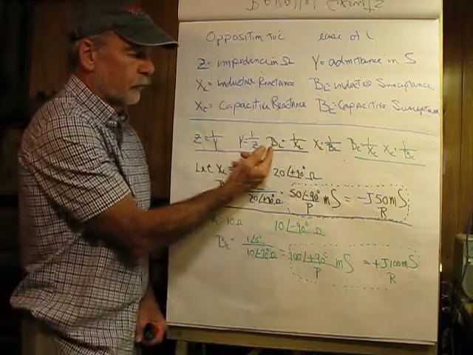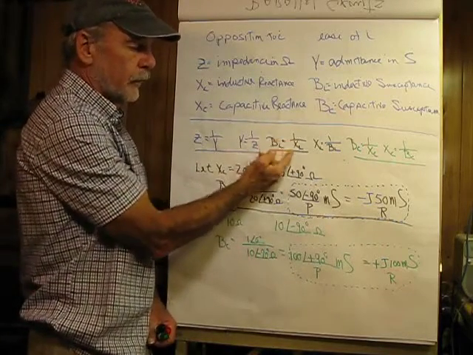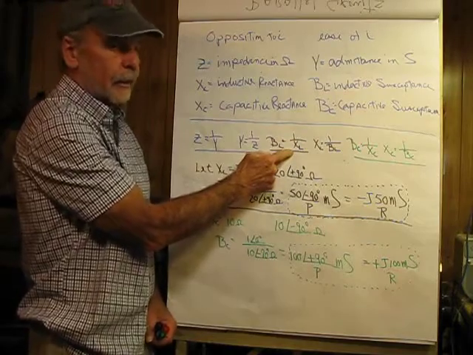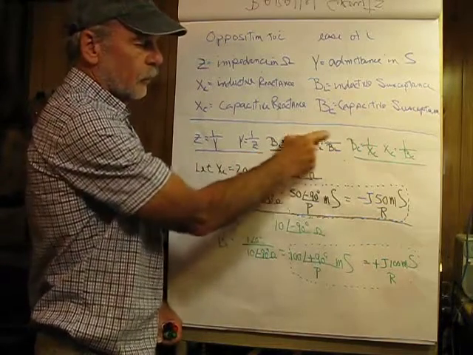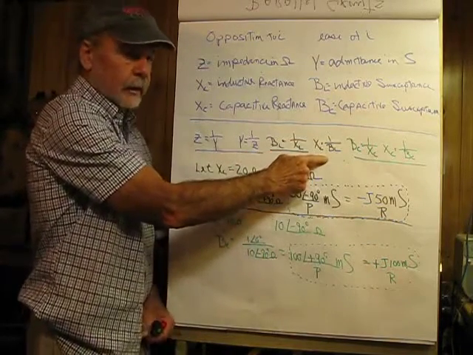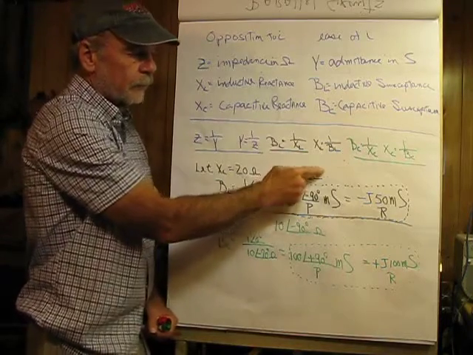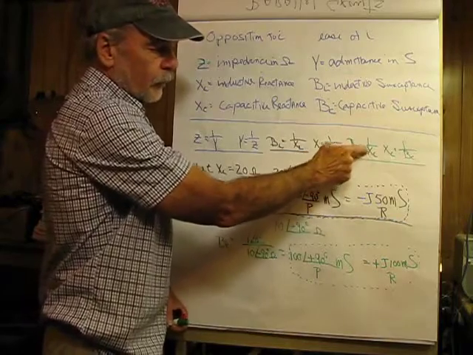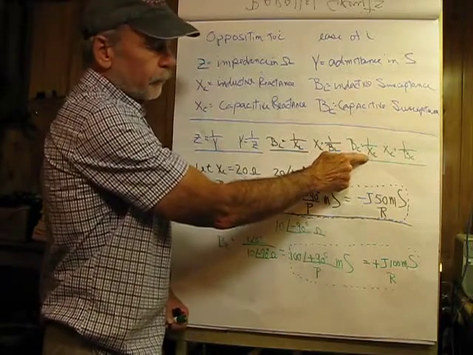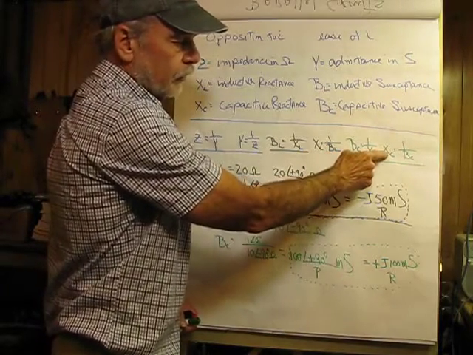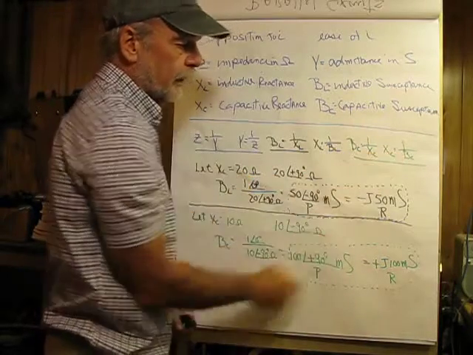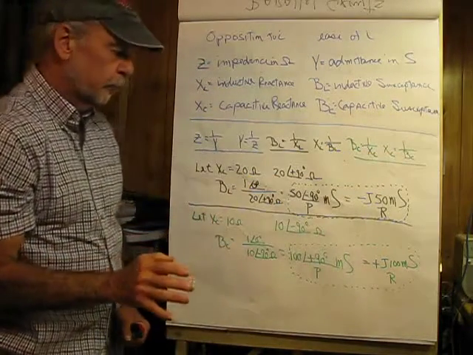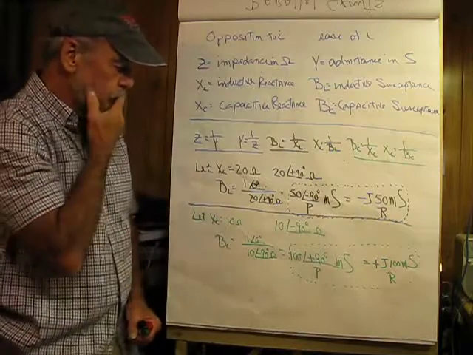Likewise, the inductive susceptance is equal to 1 over the inductive reactance, and the inductive reactance is equal to 1 over the inductive susceptance. The capacitive susceptance is equal to 1 over the capacitive reactance, and the capacitive reactance is equal to 1 over the capacitive susceptance. And I hope I got all those terms right.